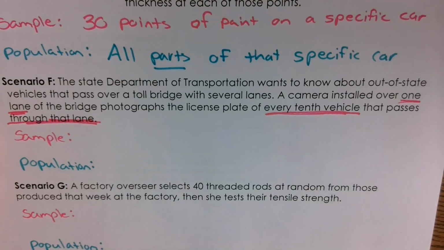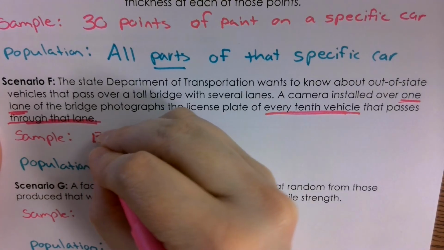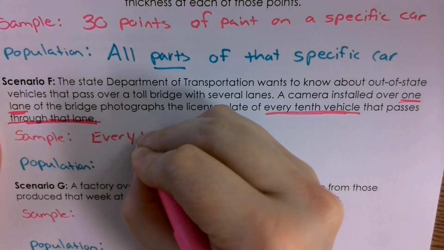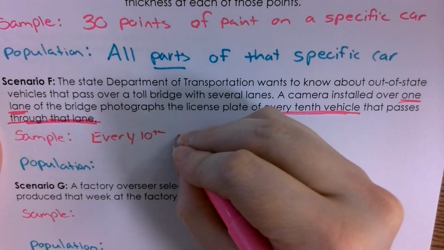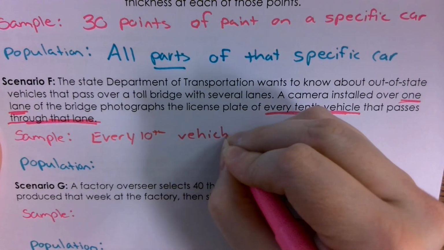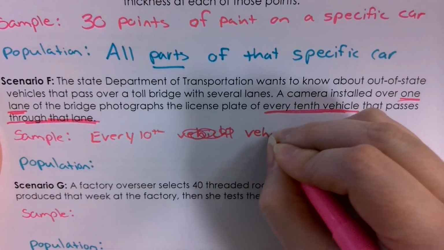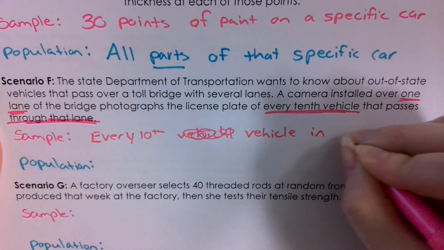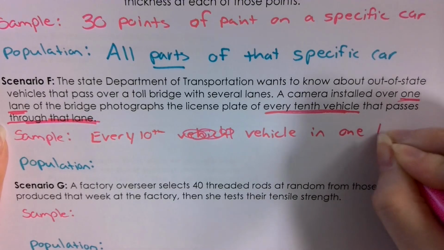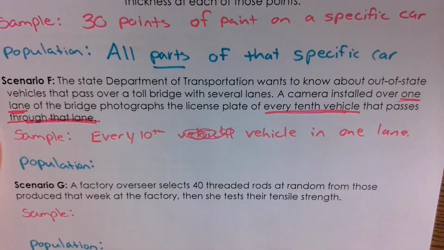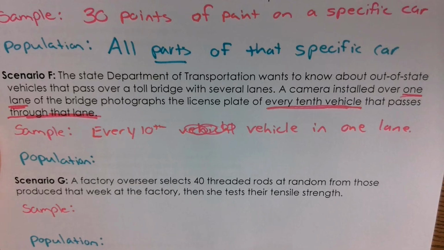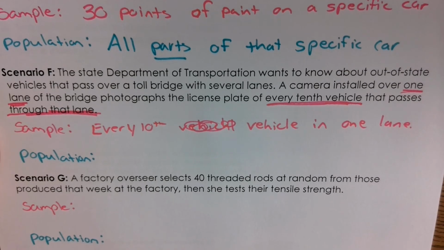Okay, so our sample, every 10th vehicle in one lane, just that one lane that they're going to set up the camera for. It's every 10th vehicle in one lane. So the population, what's the population going to be?